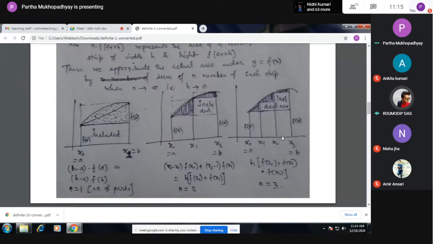Here the curve does not turn into a straight line. That is not the thing. The thing is that if you divide this length into more and more partitions, this rectangular strip will be thinner. Very thin rectangular strips we will get, and they will approximate very accurately. If you sum all these rectangular strips, you can approximate the curve even more accurately.